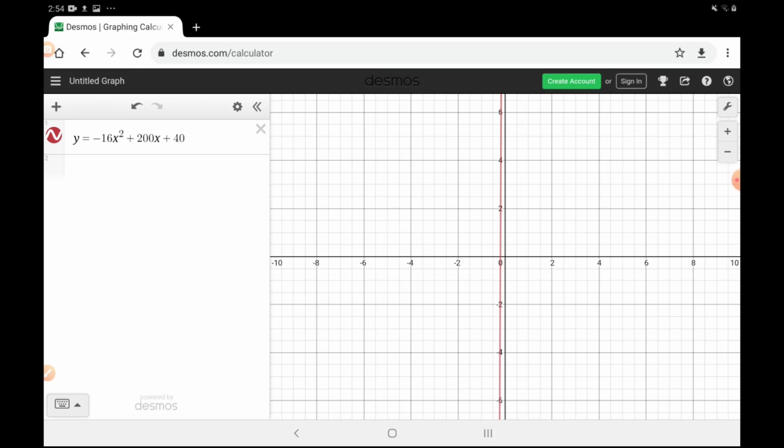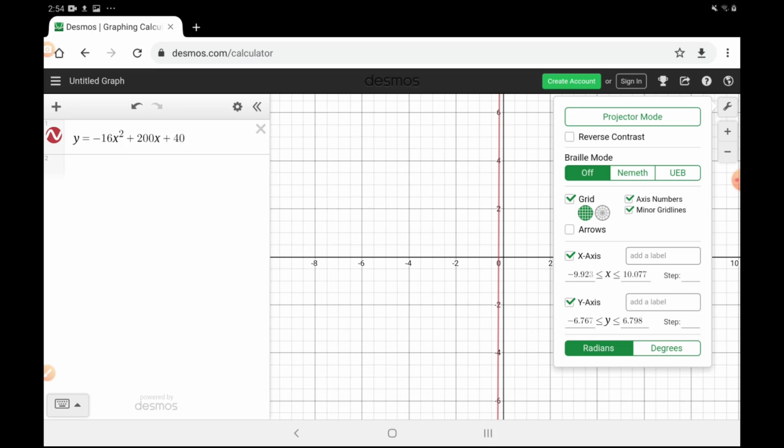So we need to change the window around a little bit, and let's go through this. So the first thing we figured out was, when does this rocket hit the ground? Well, the rocket hit the ground at 12 seconds, or at 12.7 seconds. And our graph doesn't even go to 12. The x-axis only goes to 10, so we need to change that around. So on the top right-hand corner, we're going to click the wrench. And now we can change some values in here.